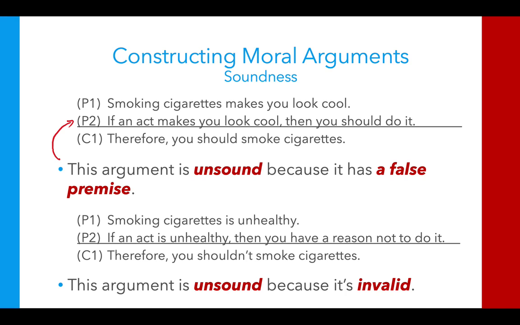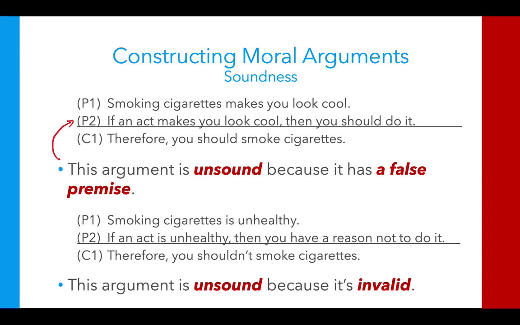Why is that? One way to test is to say, well, say I know that the premises are true. Can I be sure that the conclusion is also true? So premise 1 says smoking cigarettes is unhealthy. Premise 2 says if an act is unhealthy, then you have a reason not to do it. Can I conclude from those things that I shouldn't smoke cigarettes? No, I can't. And the problem, roughly, is that just because I have a reason not to do something doesn't mean I shouldn't do it. There might be things that I have a reason not to do, but that I have more reason to do, and so I should do them in the end.